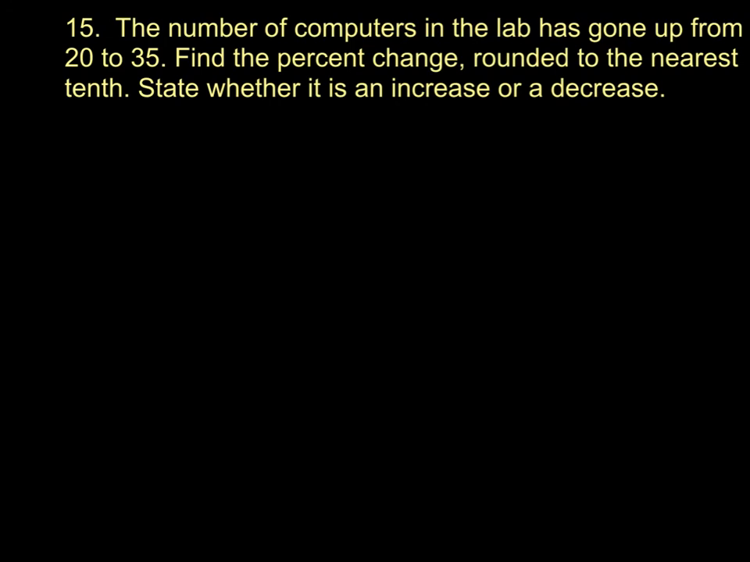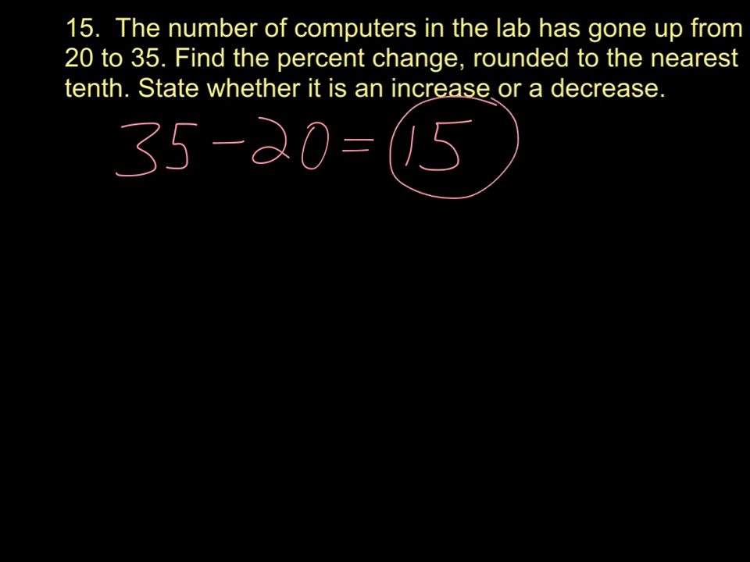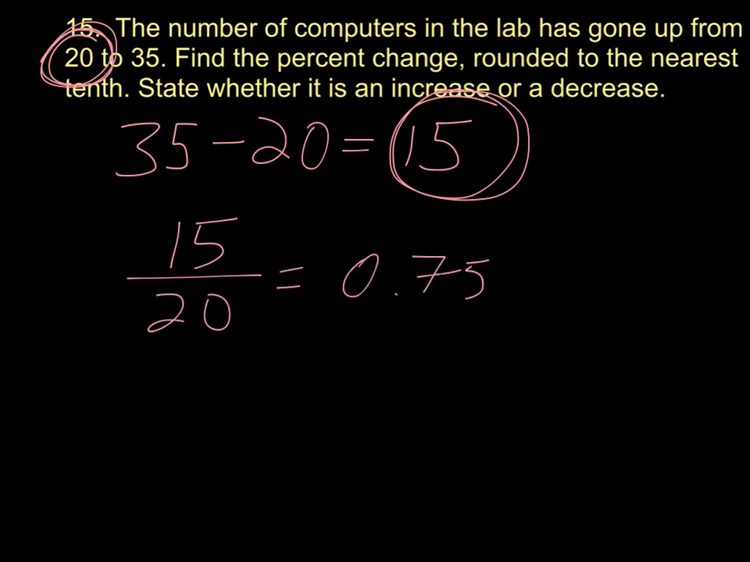The last question says, the number of computers in the lab has gone up from 20 to 35. Find the percent change rounded to the nearest tenth, and state whether it is an increase or a decrease. Well, the difference between 20 and 35 is 15. If we divide 15 by the original number, 20, we get 0.75. To write that as a percent, it's just 75%. Does it go up or down from 20 to 35? That's going up. So that is an increase.